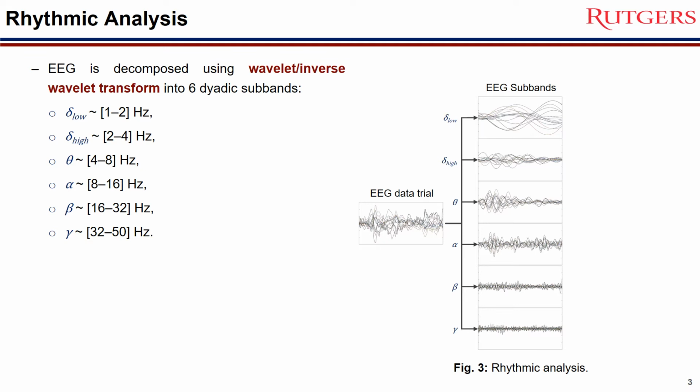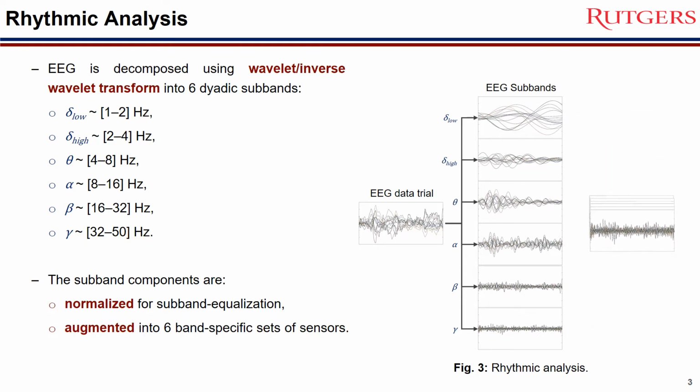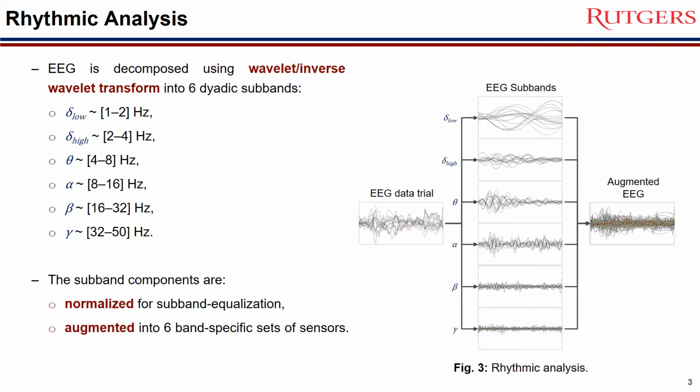First, rhythmic analysis. EEG is decomposed using wavelet then inverse wavelet transform into 6 dyadic subbands. The subband components are normalized for subband equalization, then augmented into 6 band-specific sets of sensors.